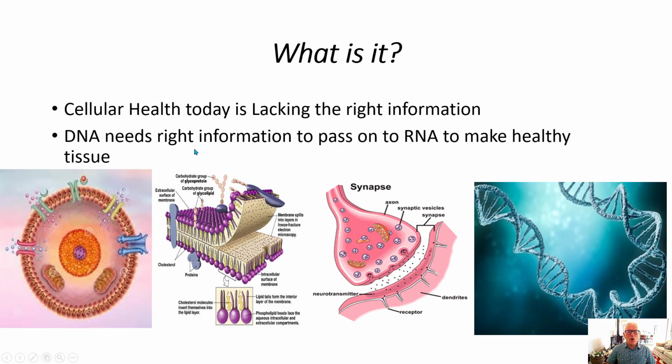Our DNA needs the right information to pass on to the RNA to make healthy tissues. Whatever information you're giving your body or your DNA, it's passing that information onto the RNA, which is the foreman that does the work to make the healthy protein or tissue. So it can only make cells or tissues with what information you feed it.